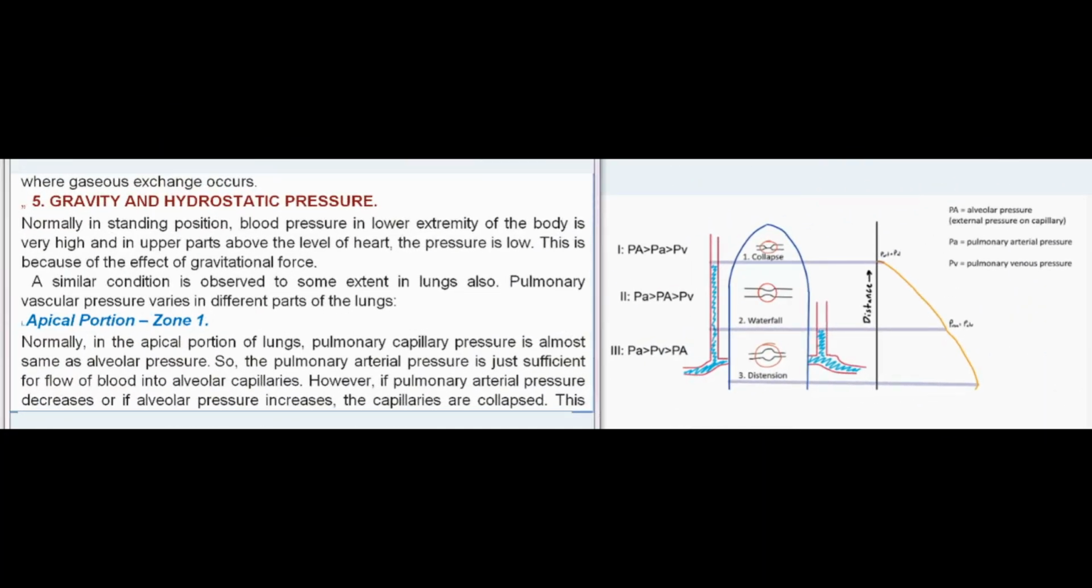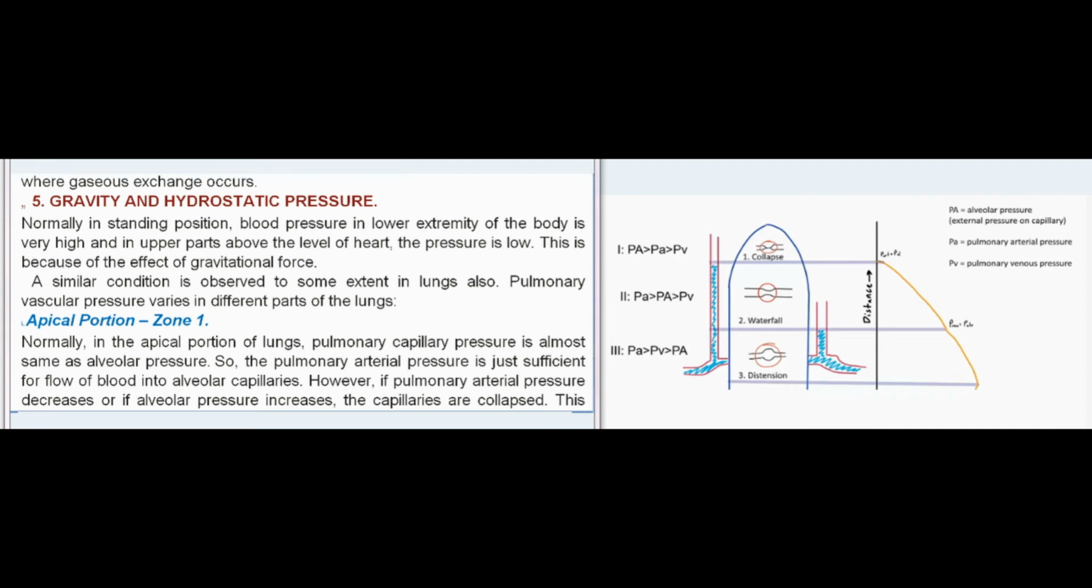5. Gravity and hydrostatic pressure. Normally in standing position, blood pressure in lower extremity of the body is very high, and in upper parts above the level of heart, the pressure is low. This is because of the effect of gravitational force. A similar condition is observed to some extent in lungs also. Pulmonary vascular pressure varies in different parts of the lungs.